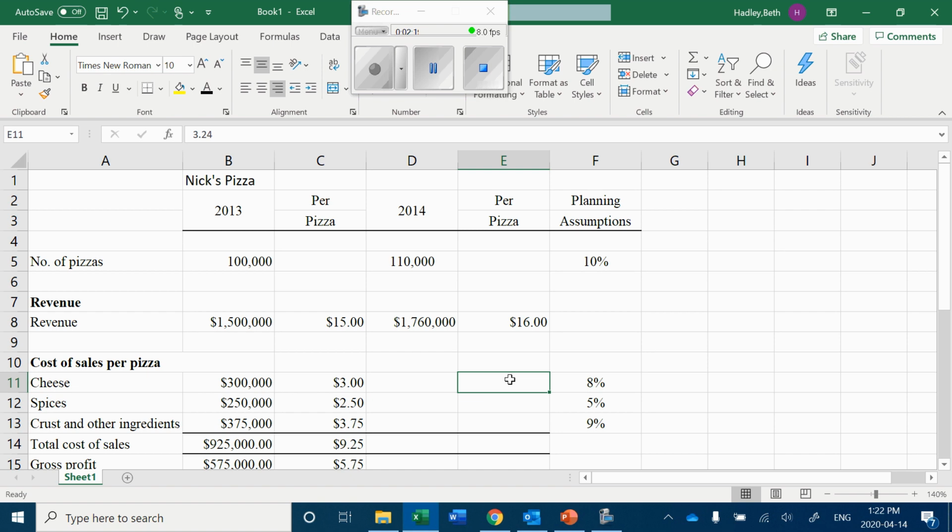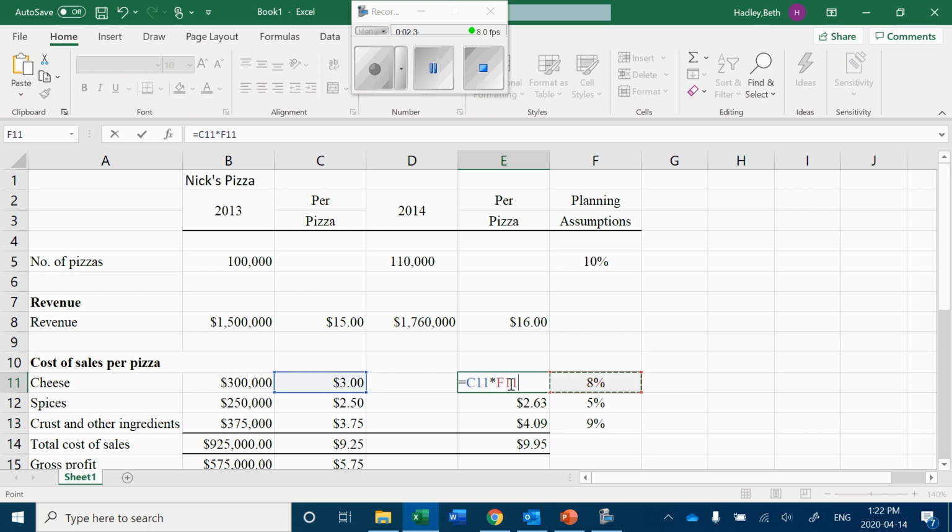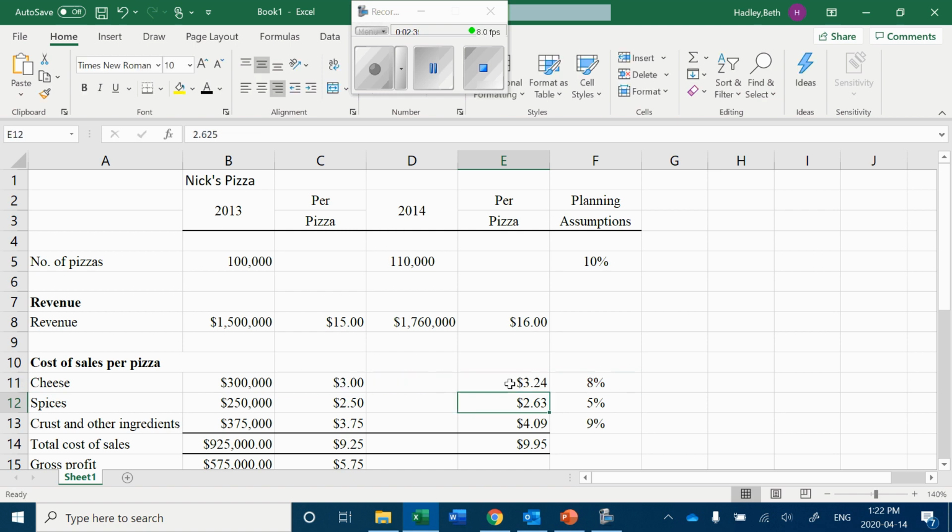And then we have our per pizza prices. We have an increase of 8%. So again, that is equals, multiply that by the original 3 times the 8%, and then add back the original $3, or you can multiply it by 108%. It works out to the same thing. So we have the 3.24 is the new price, and I'm going to copy this down.